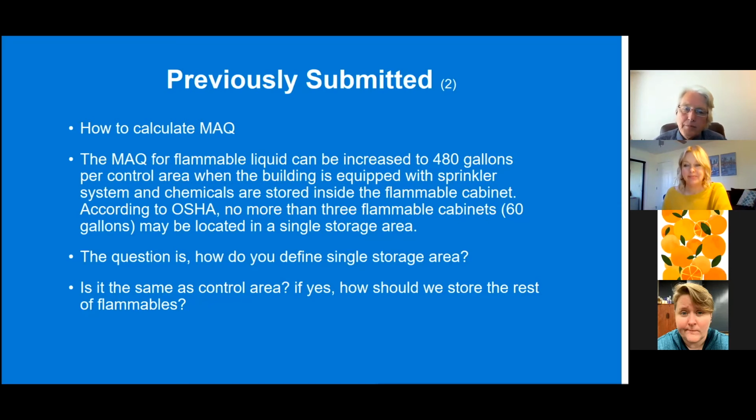Yeah, so we need to look at some more details and talk to whoever your AHJ is to know the actual answer to how you're going to store the rest of the flammables. You may find that you have to store them in a different building. It just depends on the situation.